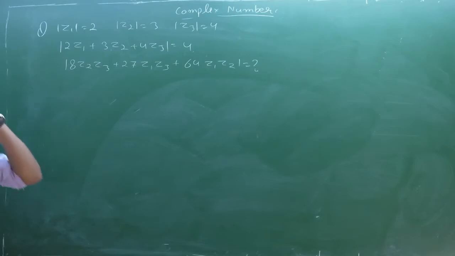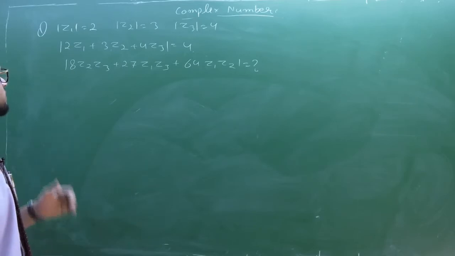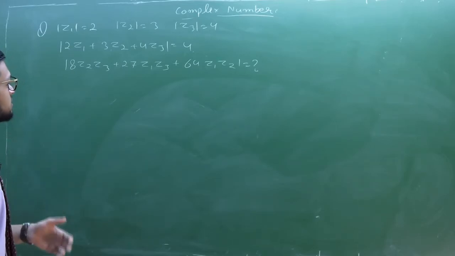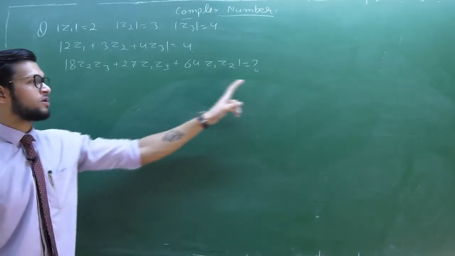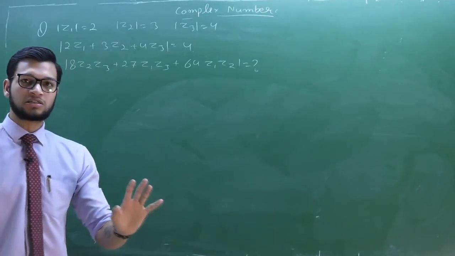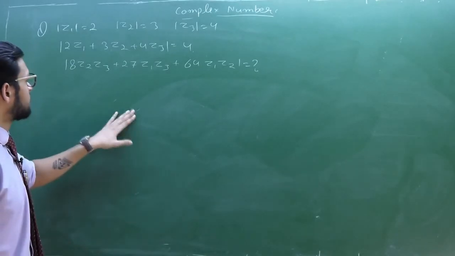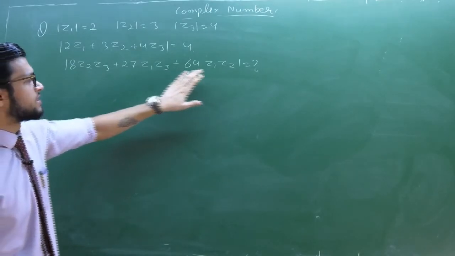So guys, in this question we have mod of z1 as 2, mod of z2 as 3 and mod of z3 equal to 4, and we have mod of 2 times z1 plus 3 times z2 plus 4 times z3 equal to 4. Then we just need to calculate the value of this term. Now guys, please listen very carefully. We have z2 z3, z1 z3 and z1 z2.